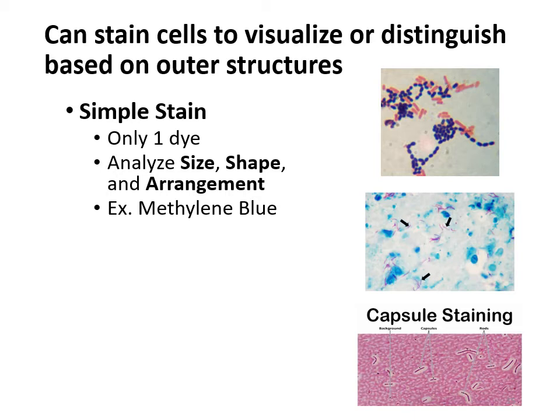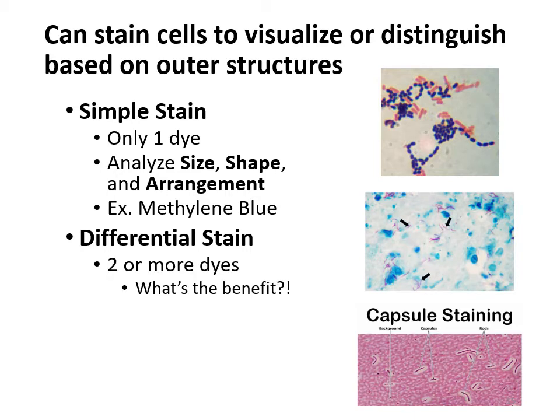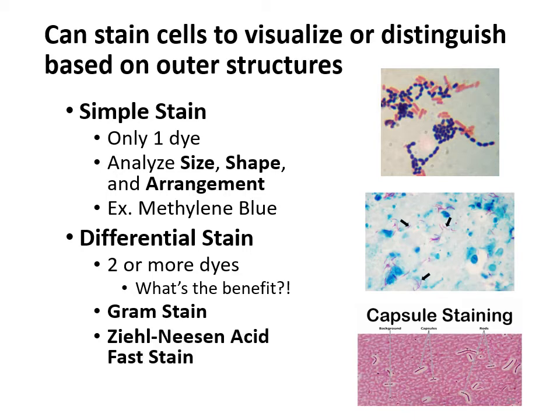If you want more information on that bacterial cell or to be able to distinguish things, then you need a differential stain. A differential stain is exactly what it sounds like in its name: different colors. You now have two or more dyes, which means you can distinguish between different structures or different organisms, which is very valuable, especially in the medical field. Some examples of differential stains are the Gram stain, the Ziehl-Neelsen acid-fast stain, and a negative stain.